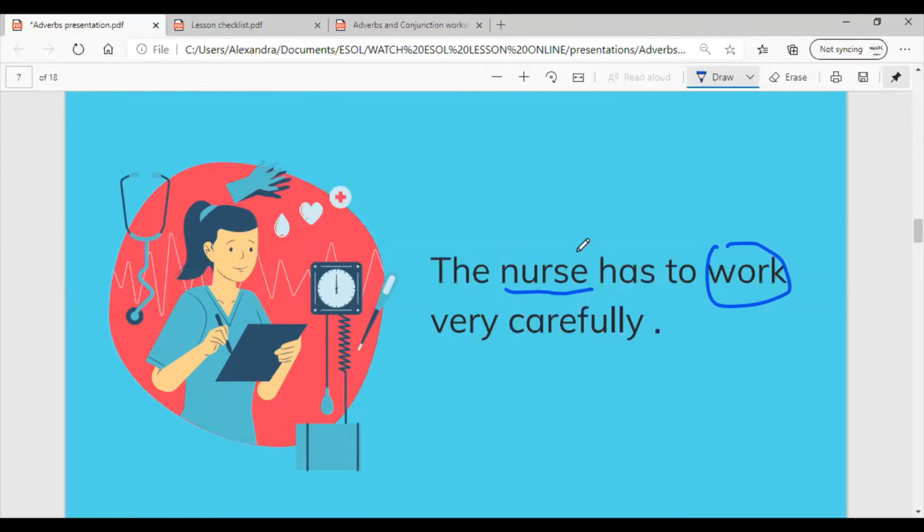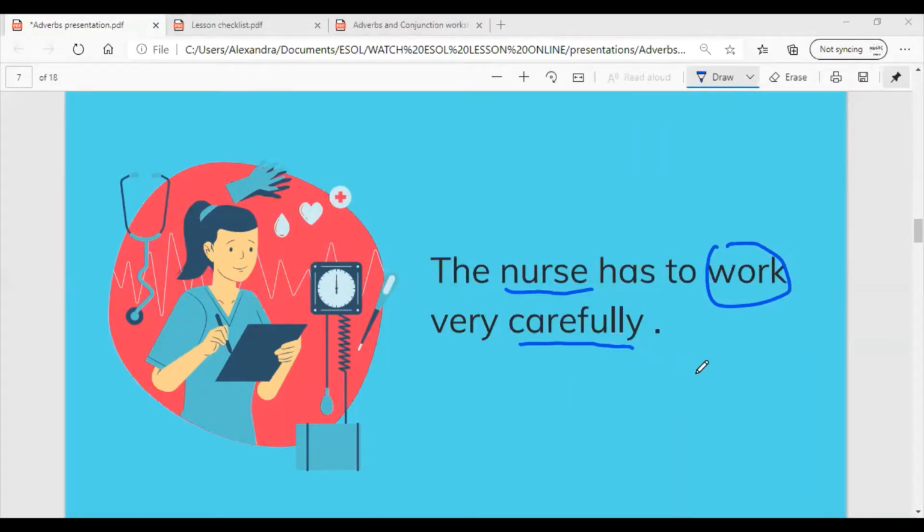So next we come to look at adverbs. So now if we remember that adverbs describe the verb, what word could describe the verb in this sentence? So the nurse has to work very carefully. So this carefully tells us how she is working.